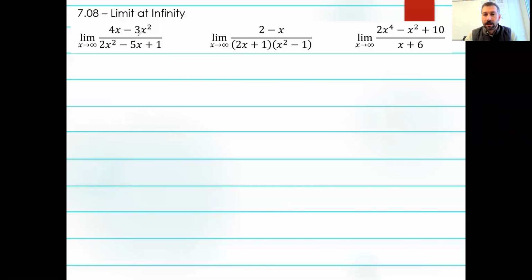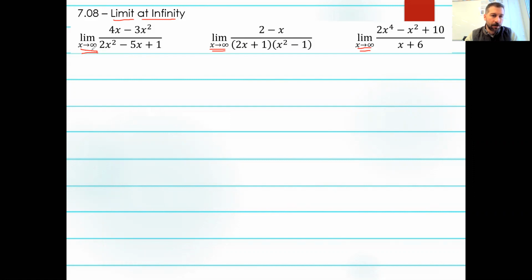Okay, if you missed this lesson 7.08, we talked about two different things, limits at infinity and infinite limits. So let's start by talking about limits at infinity. We can see already that we are tasked with taking the x value as we approach infinity, which brings up our first question: how do we take the limit at infinity?